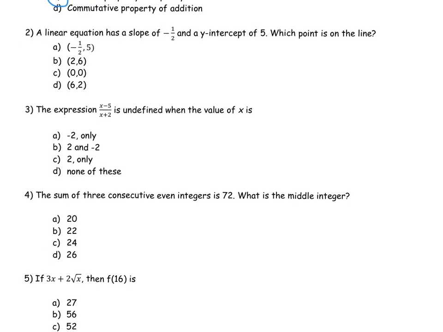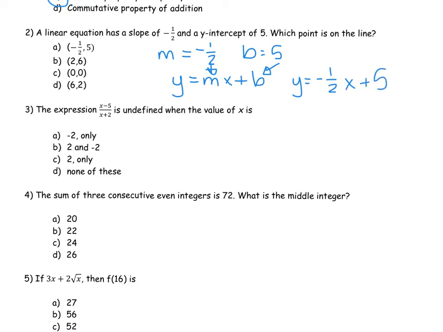Next up, a linear equation has a slope of negative 1/2 and a y-intercept of 5. So we got an m, negative 1/2, b of 5. So if I know y = mx + b, I can now plug my negative 1/2 in for m and my 5 in for b. So y = -1/2 x + 5. Now you might be wondering, how does this help you? The question isn't asking you what the equation of the line is. The question is asking you which point is on this line.